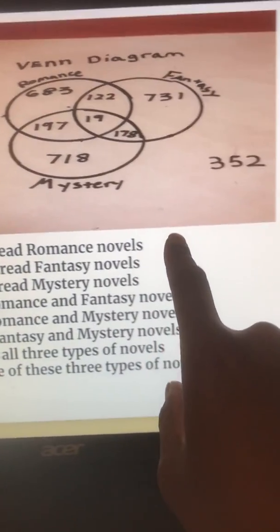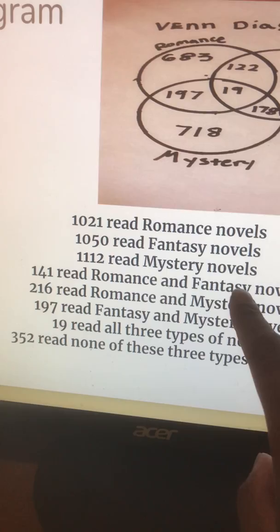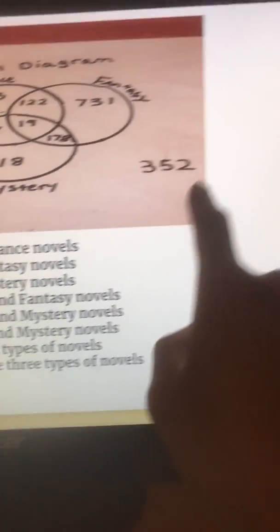And then for the people that didn't read any of the categories, which is the universal set, it was 352, I just put it on the outside.